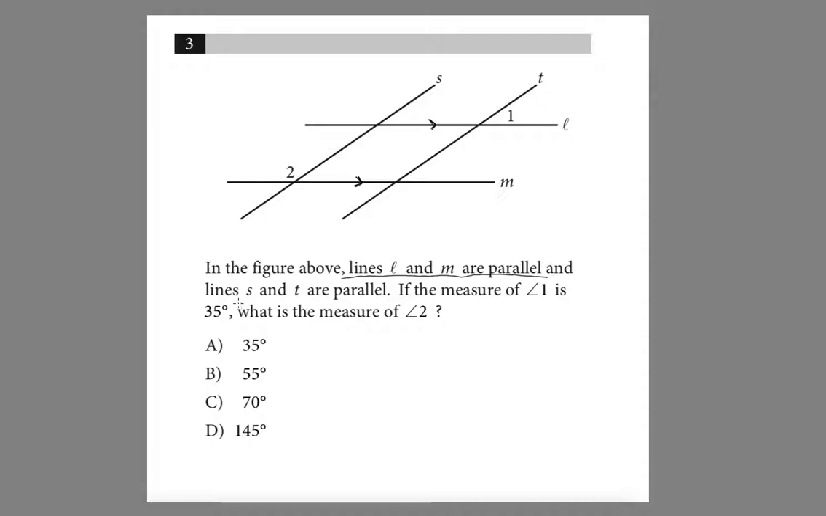And lines S and T are parallel. We're going to stop right there. We're going to note that these are parallel too. We want to differentiate these two, so we're going to put a double mark right there. Alright. So lines S and T are parallel.